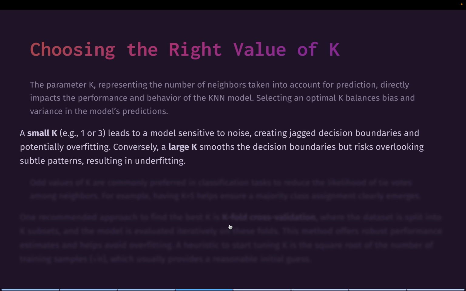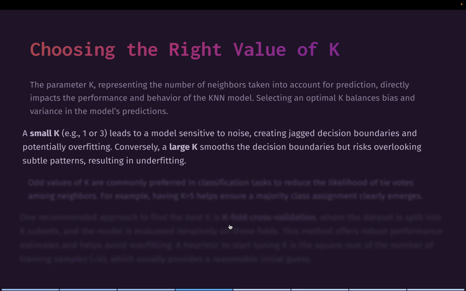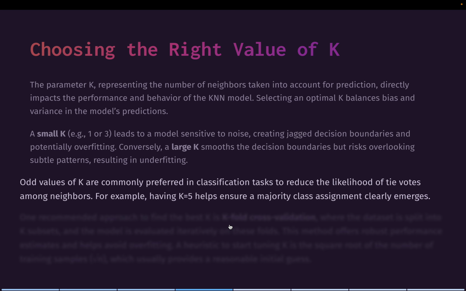A smaller K leads to a model sensitive to noise, creating jagged decision boundaries and potentially overfitting. Conversely, a large K smooths the decision boundaries but risks overlooking subtle patterns, resulting in underfitting. Odd values of K are commonly preferred in classification tasks to reduce the likelihood of tie votes among neighbors. For example, having K equal to 5 helps ensure the majority class clearly emerges.